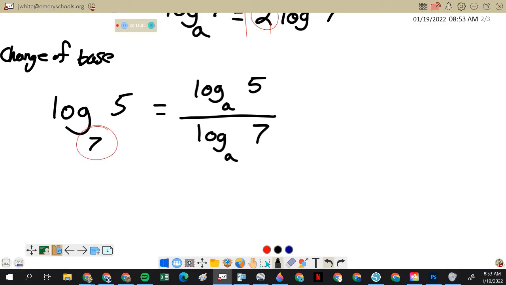If we don't have 7th gear, if you're driving the log bus and you go to shift into 7th and there is no 7th gear, that's okay. It turns out you can drive in any gear you want. And the formula to change the gears, to change the base, is you take the log of any base you want of 5 and you divide it by the log of any base you want of 7.